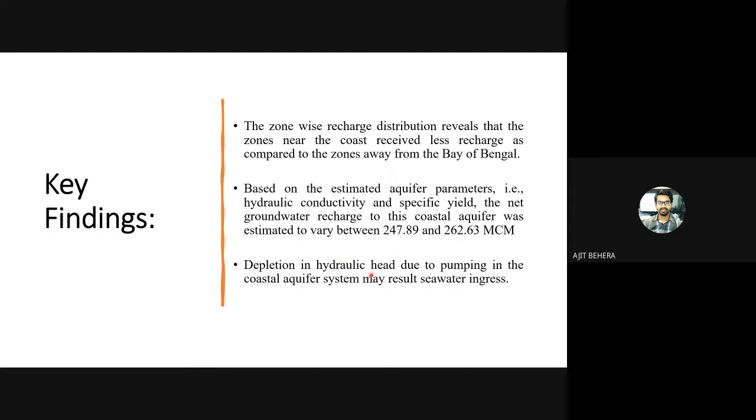Depletion in hydraulic head due to pumping in a coastal aquifer system may result in seawater ingress. So if we don't have rainfall and we are extracting more groundwater, then there is a chance of seawater intrusion into the aquifer system. If we have rainfall and it recharges the aquifer system, then this dynamic process goes on in a time series: in pre-monsoon, sea ingress is there, and in the monsoon period, discharge from the coastal aquifer to the sea is there.